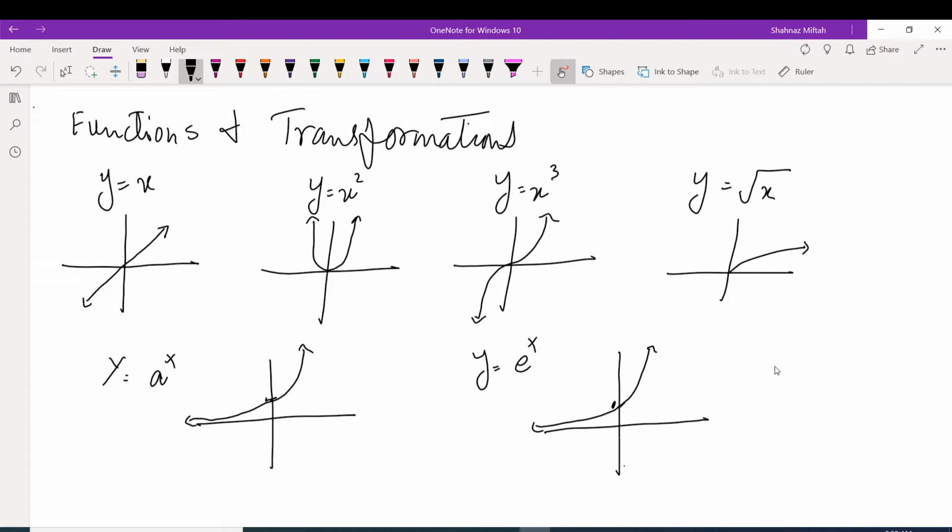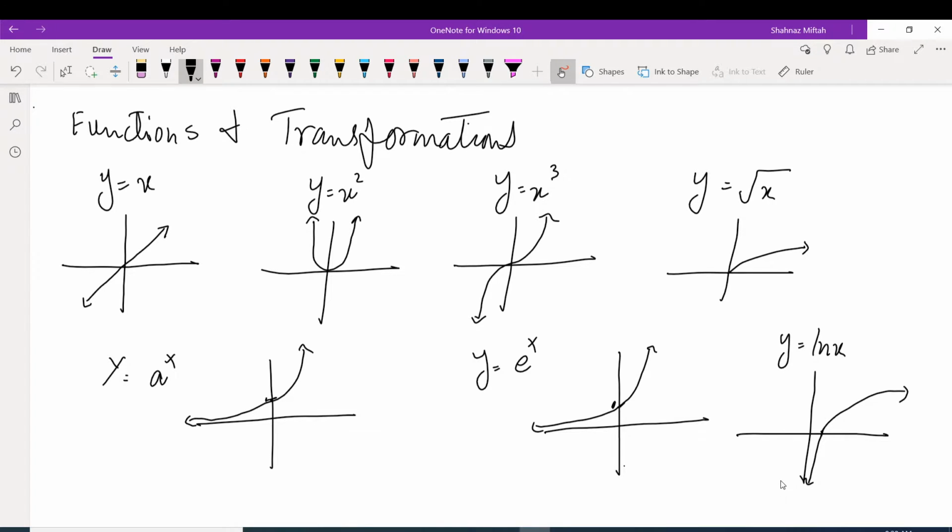There. Then we have y equals ln x. Ln is the natural log. We will talk about this, but you need to know the parent function for this, and it goes through x equals 1, like this.